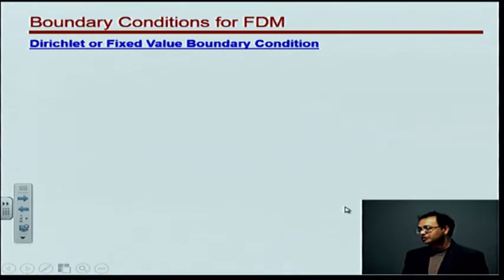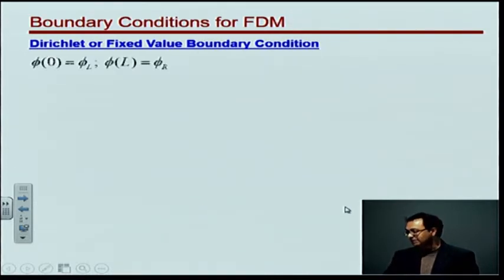The first one is called a Dirichlet boundary condition, or a fixed or prescribed value boundary condition. What that simply means is that the values of phi at the 2 boundaries are known. They are prescribed. Very straightforward. It's kind of like saying, if I'm solving a heat transfer problem where temperature is my unknown, the 2 temperatures on the left and right ends are known.